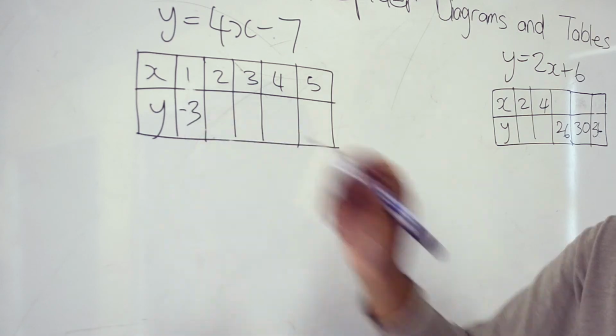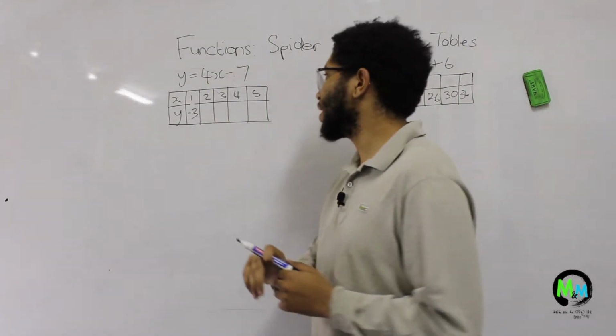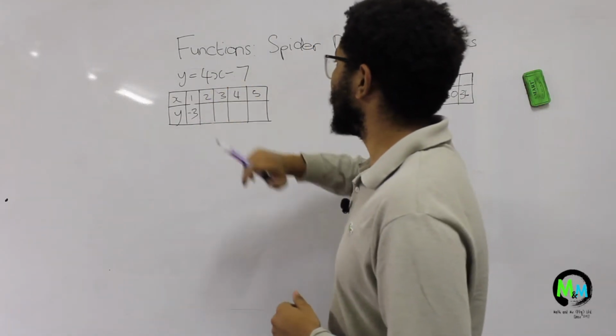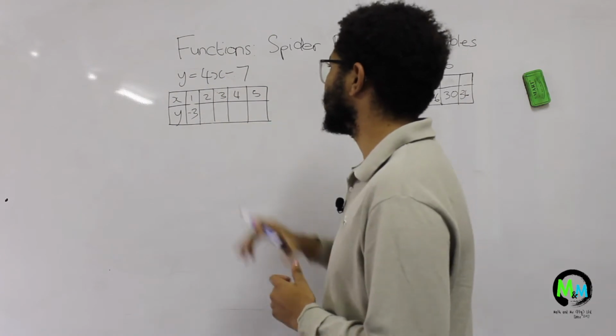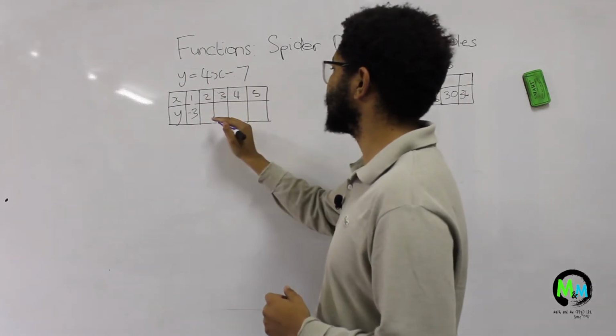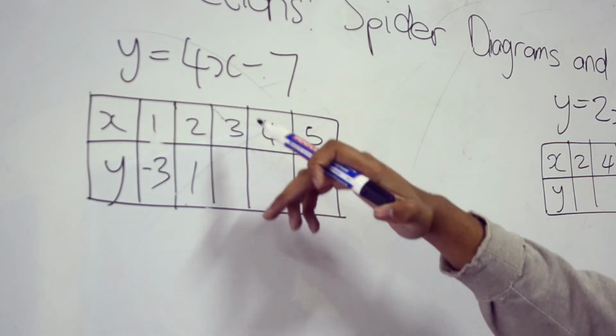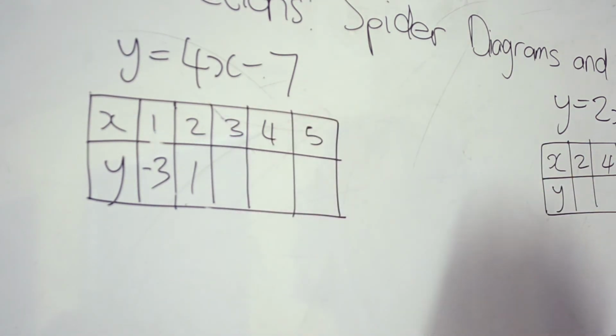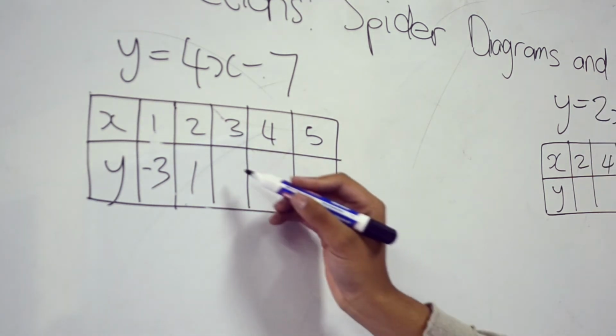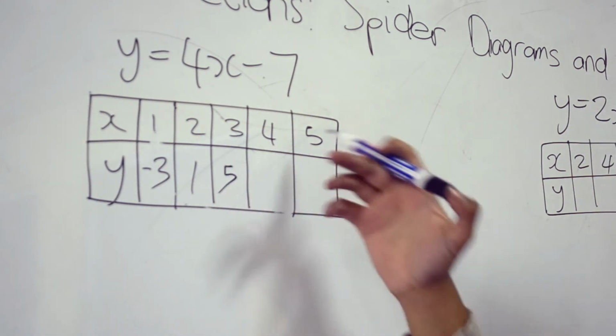Okay, then with my second one, I will have 2 where I have x, so 4 multiplied by 2, which gives me 8. 8 minus 7 leaves me with 1. Okay, next one over there, I have 3. 4 multiplied by 3 gives me 12. 12 minus 7 gives me 5 over there.